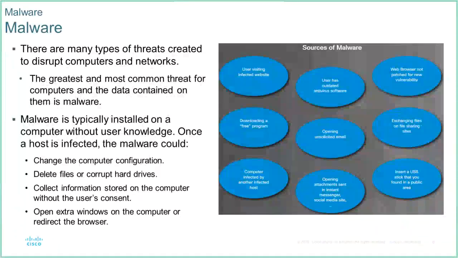Alright, so we'll kick off with malware. So this is basically just sources of malware. Now, malware can be from many types of sources. So it can be downloading free programs. It can be getting something from a friend, such as a USB, opening an email and activating a file that's attached to the email.